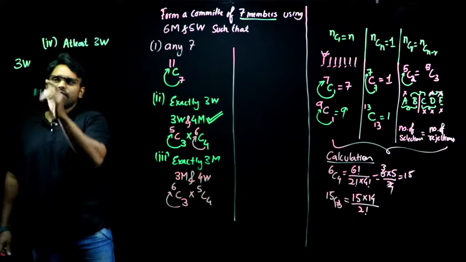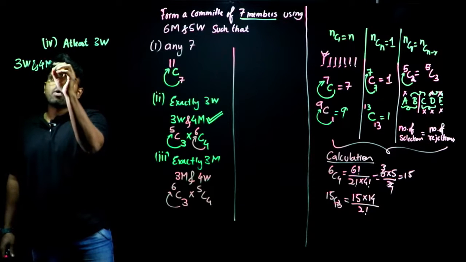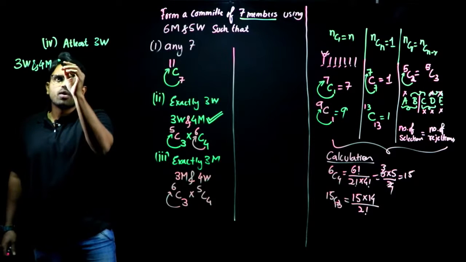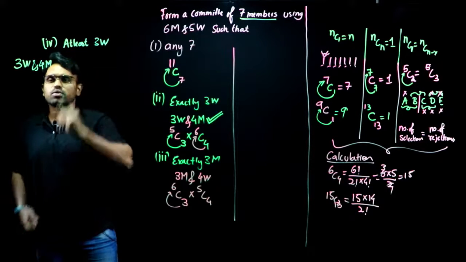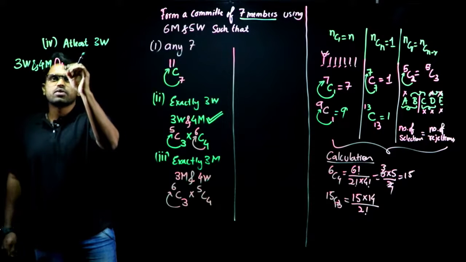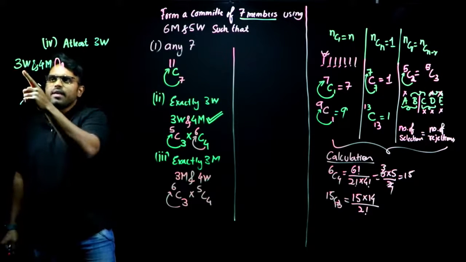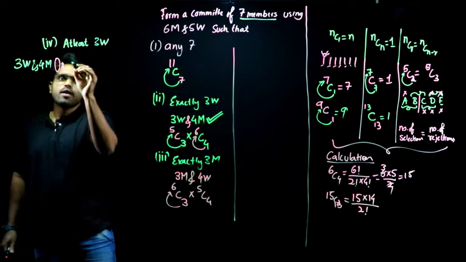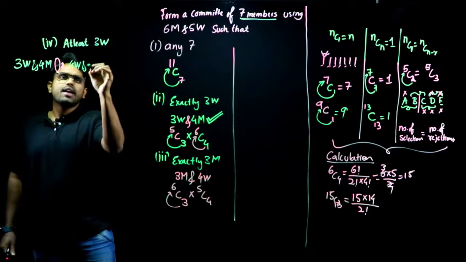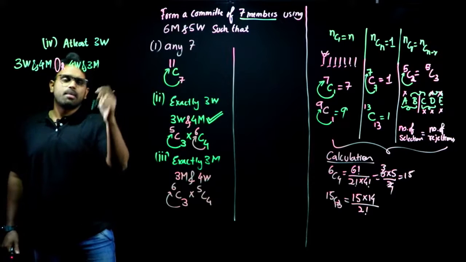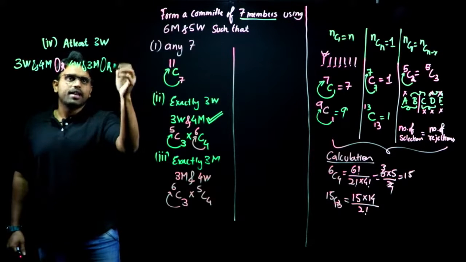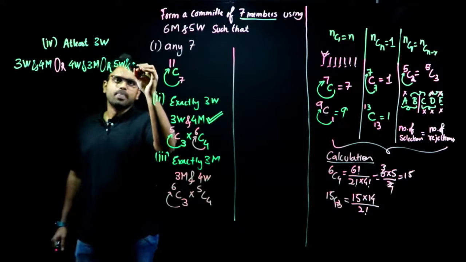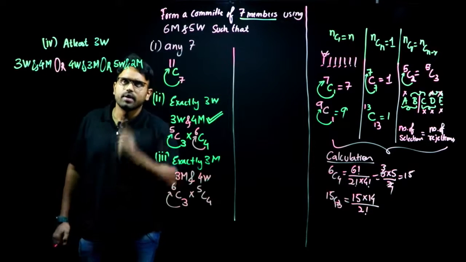3 women are there. If 3 women are there, how many men will be there? 4 men will be there. One type, you can form it like this. Now, what do I write here? What is the conjunction I'm supposed to use? The conjunction that I'm supposed to use is or. Three women and 4 men can form a committee of 7, or 4 women and how many? 3 men can form a committee of 7, or again 5 women and how many? 2 men can form a committee of 7.